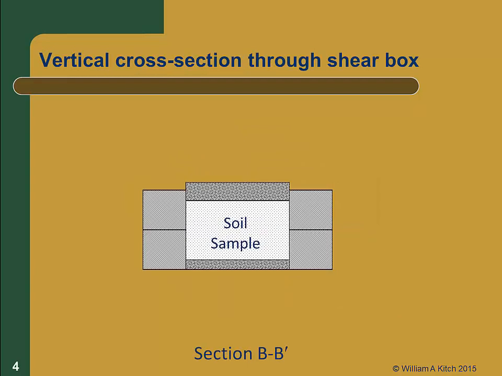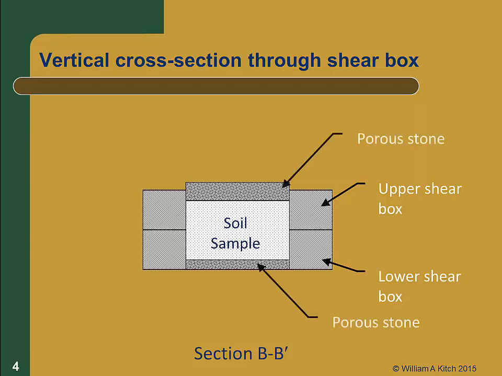This figure shows the vertical cross-section BB'. The shear box is split in half at its mid-height by a horizontal plane. This separates the shear box into two pieces called the upper and the lower shear box. The soil specimen is contained in the shear box and sandwiched between two porous stones, one above and one below the specimen, as shown. The purposes of the stones are to distribute the loads evenly to the soil and to allow water to pass freely in or out of the specimen. This prevents the buildup of excess pore pressure during testing.